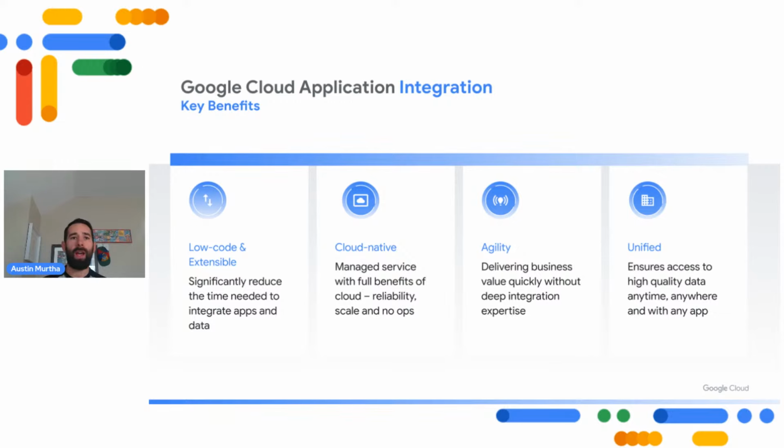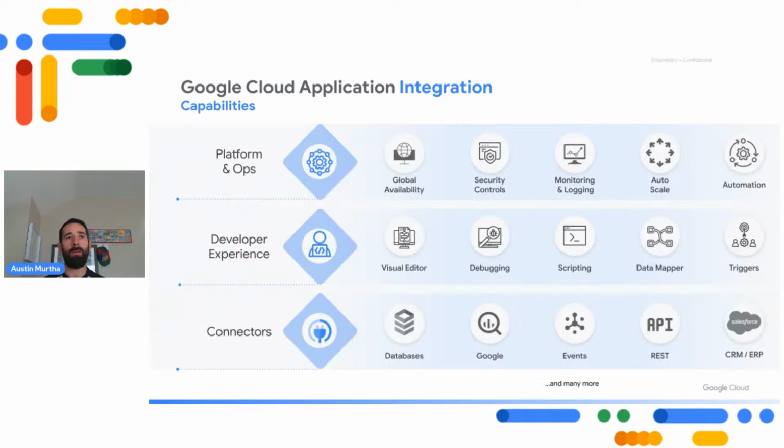So whether, again, that's within GCP or some other system, we want to make sure that that access is controlled and secured in the manner in which you want it to be. We have these three core pillars as we look at the application. We want to make sure that the platform and operations team has what they need. Again, global availability, security controls, so that only the right folks can come in and create integrations and test the things that they can test.